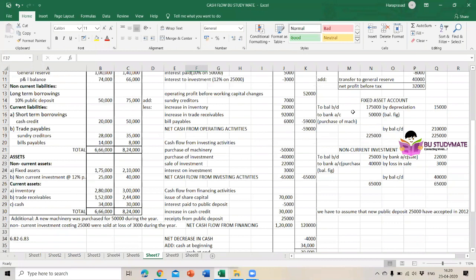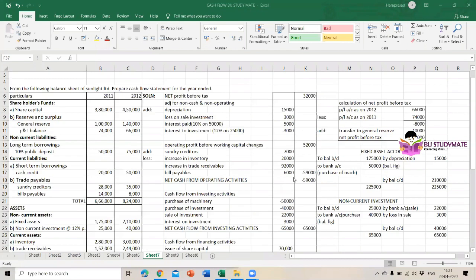So there is no loss on fixed assets, because in the entry we have made in the fixed asset account, we don't have any loss entry. And in the adjustment also, we don't have an entry regarding the fixed assets. Interest on investment, I will explain that one.